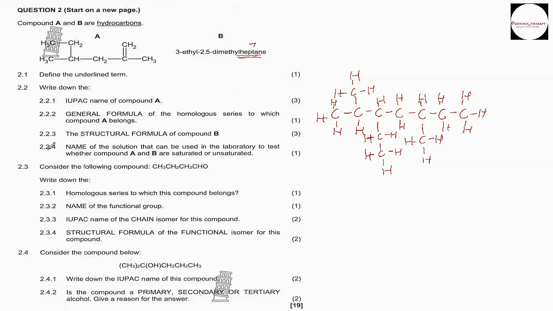Then 2.2.4 says, name the solution that can be used in the laboratory to test whether compound A and B are saturated or unsaturated. We call that one the bromine solution, right? We call it the bromine solution.